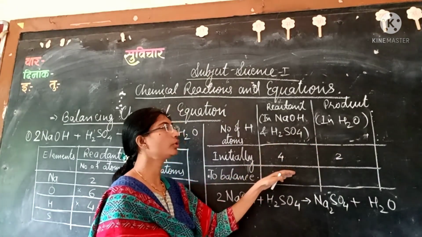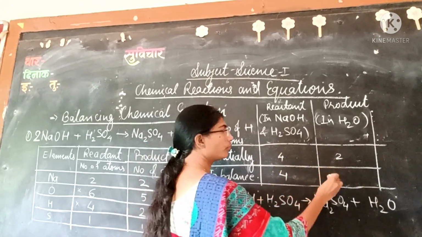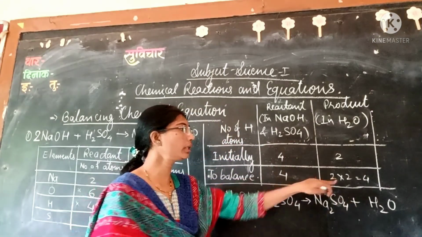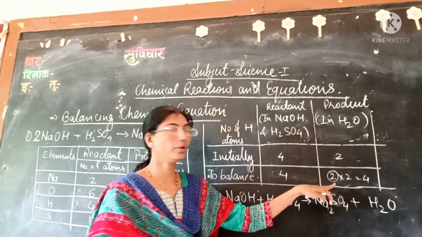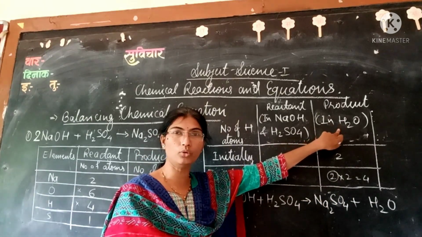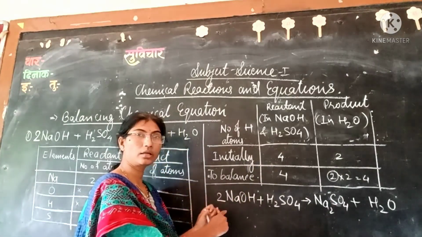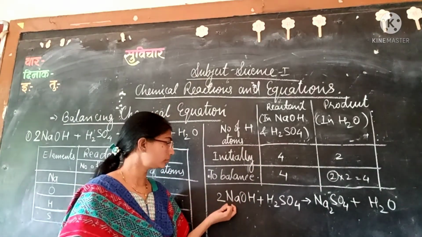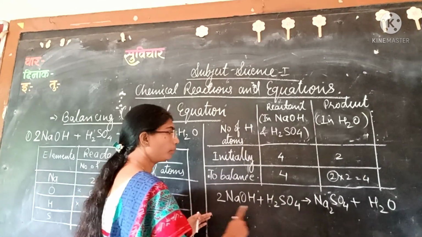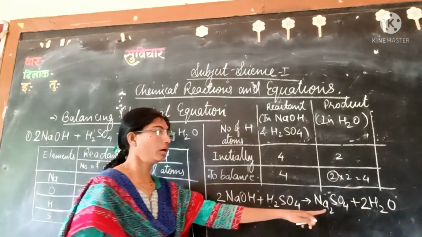Now, what will we do to balance this? This is 4. This is 2. And we know that 2 into 2 is 4. So if we multiply with 2, that means where? If we put 2 in front of the water, then the hydrogen is going to get balanced. Let's see. This is the second step, the equation which we get from the second step. Now what will we do? We will put the 2 in front of the water.